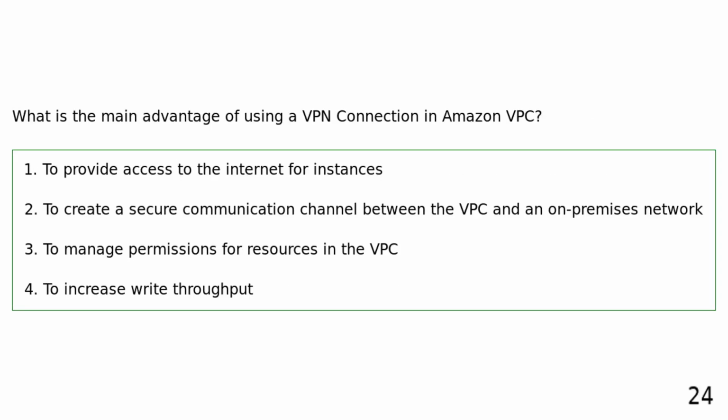What is the main advantage of using a VPN connection in Amazon VPC? To provide access to the Internet for instances. To create a secure communication channel between the VPC and an on-premises network. To manage permissions for resources in the VPC. To increase write throughput.